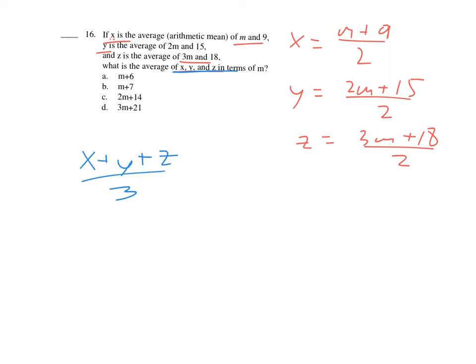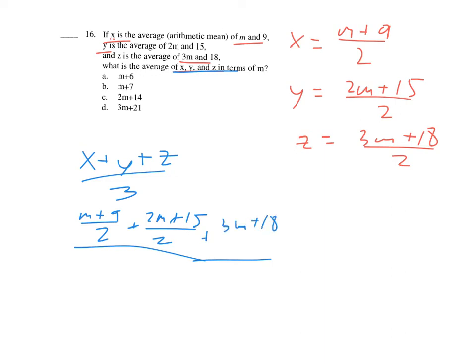And then what I'm going to do is substitute all of these fractions in there. Like so. So we got m plus 9 over 2, 2m plus 15 over 2, and 3m plus 18 over 2. And don't forget that that's still all over 3. So then you're just going to have to add those fractions up top. Luckily, they already have a common denominator. And make sure you don't forget about that dividing by 3 on the bottom. So I'll let you guys take it from there.